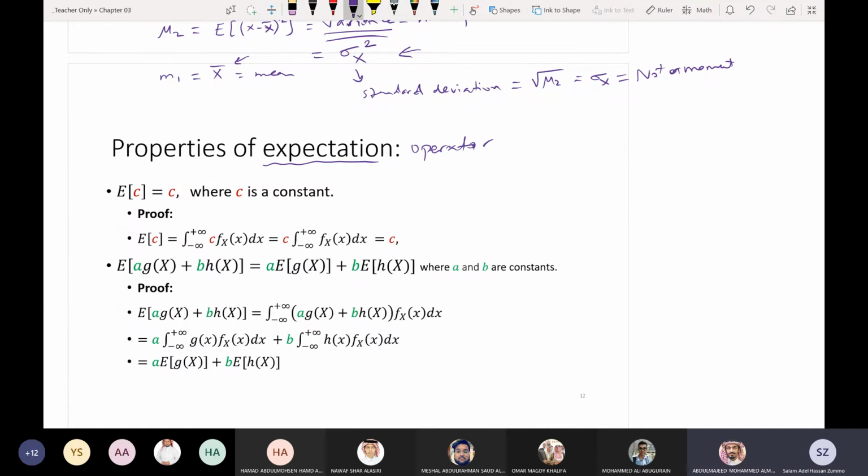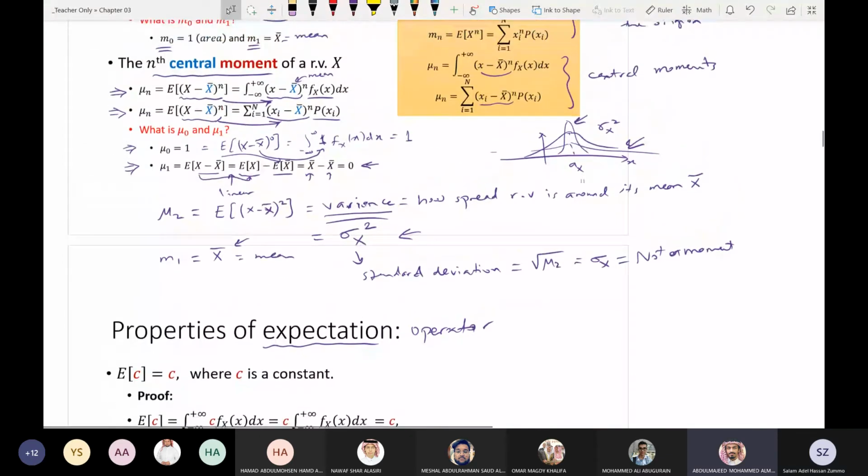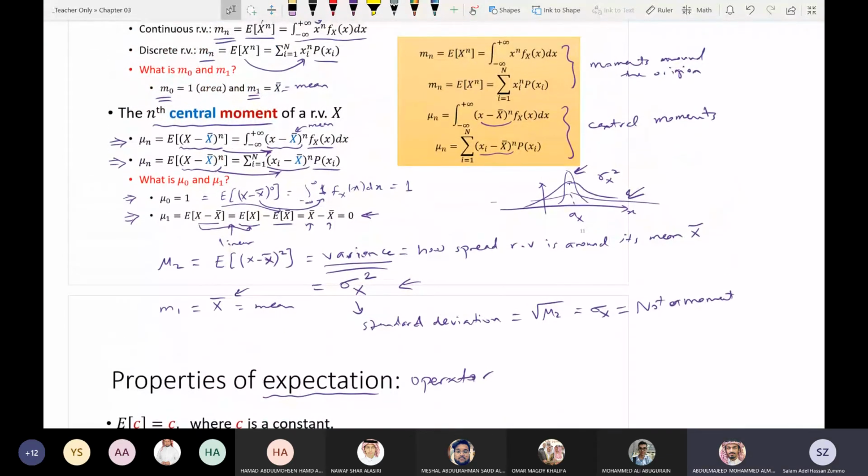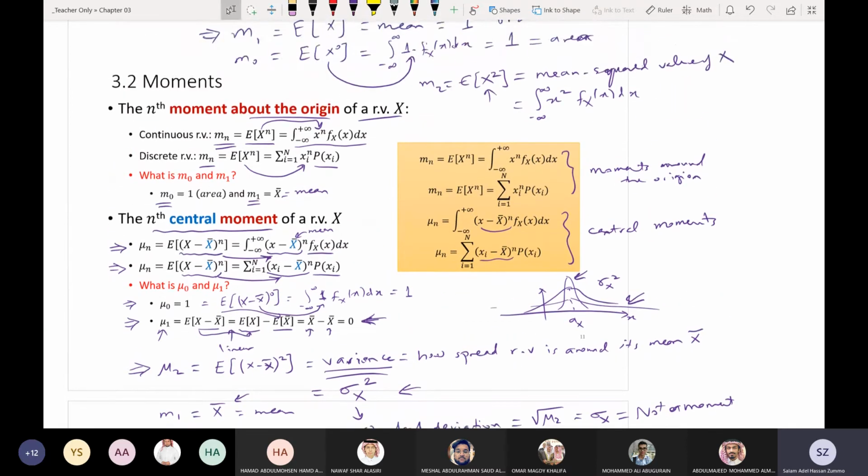With the central moment n equal 1, what do we call it? Mu 1? Nothing. It's equal to 0. It has no meaning. The first meaningful central moment is mu2, which is the variance, sigma x squared. For the moments around the origin, the first moment that has a meaning is m1, which is the mean, the average.